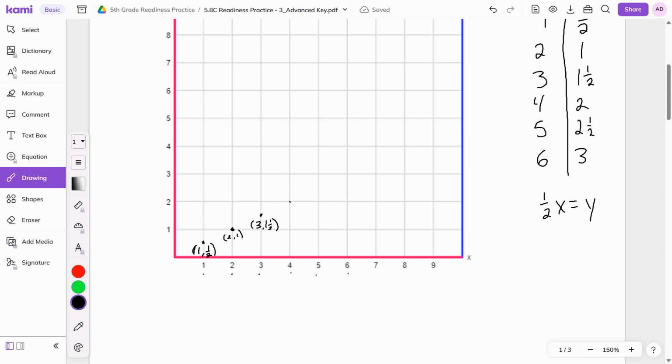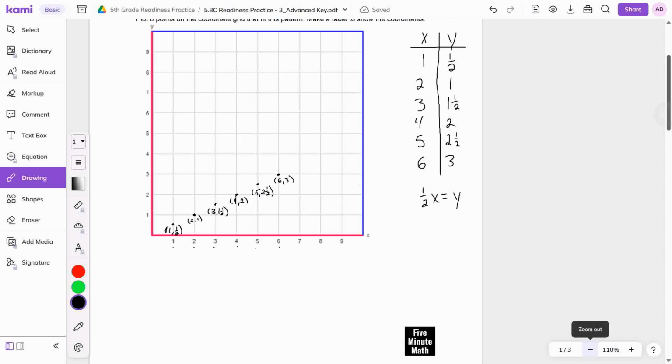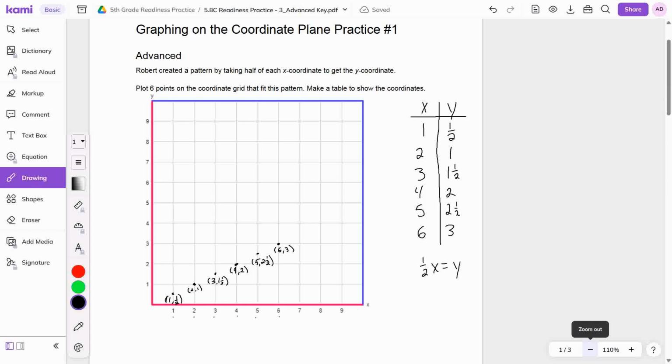So let's look at 4. That's pretty easy. That's on the intersection of 4 and 2. 5 is going to be at 5 and then 2.5. And then we end up with 6 and 3. All right, so if we zoom back out, we'll see this pattern emerging here. And you notice it just goes in that straight line. And we could have included 0, 0 if we wanted to, because half of 0 is still 0. So that's always an easy way to start, is start at the origin, if you can, at 0, 0.